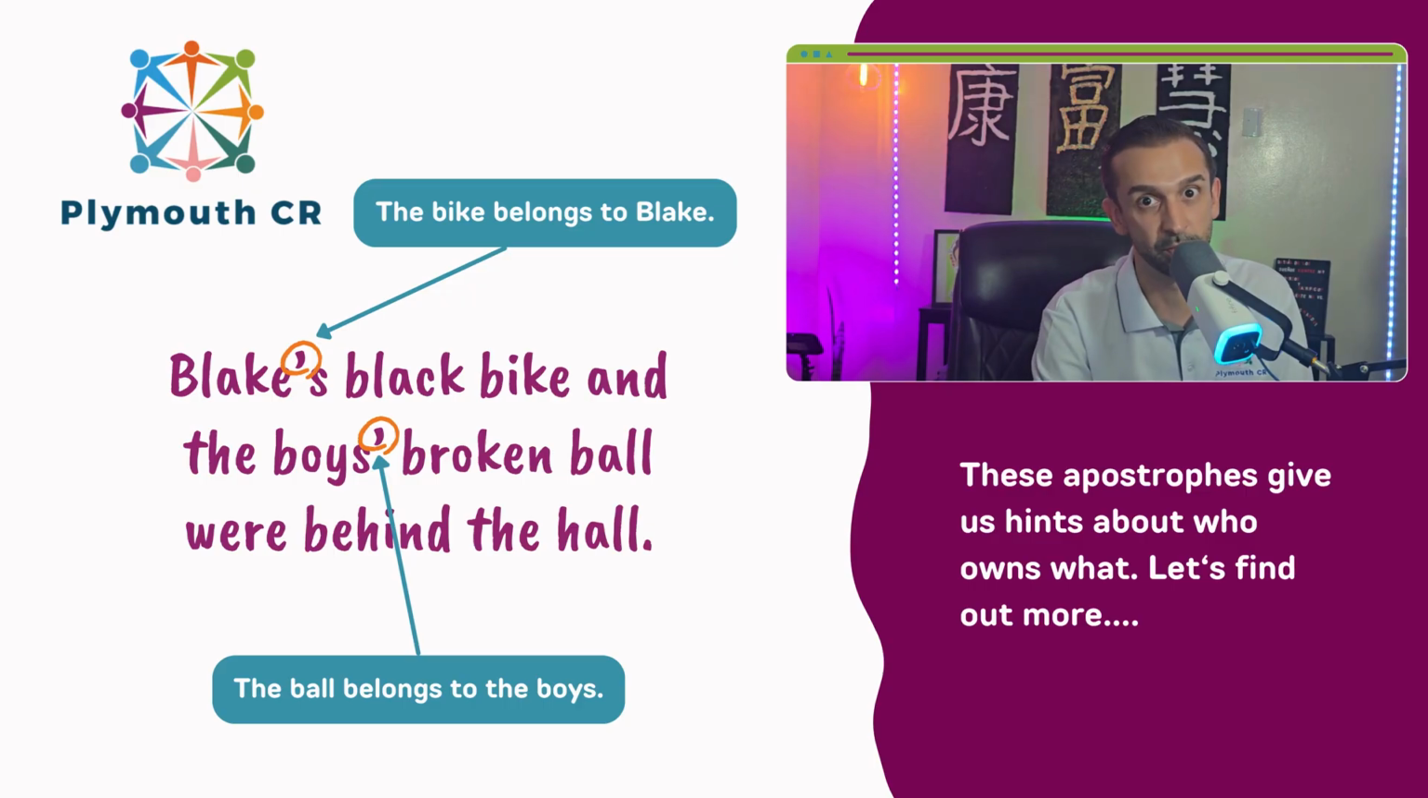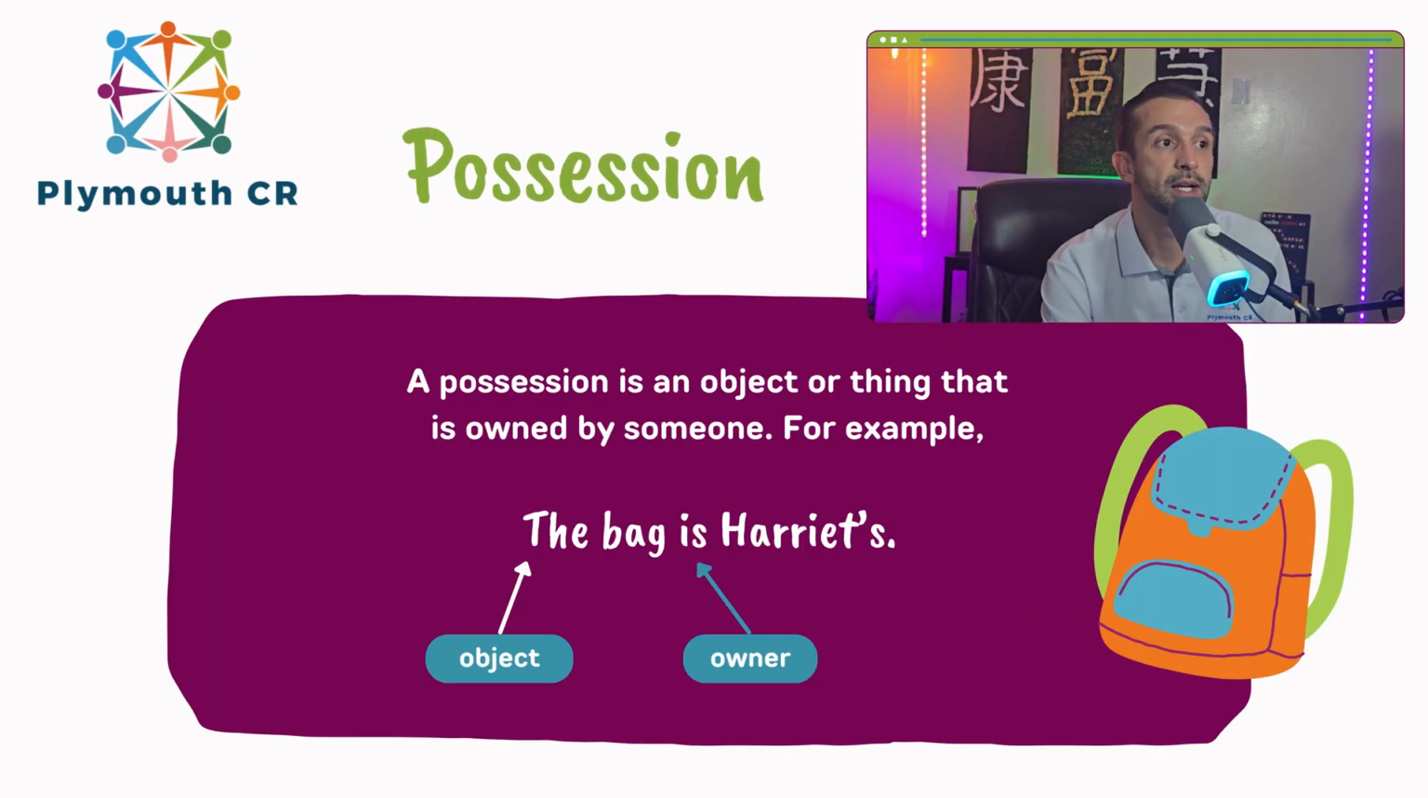The first thing that we have to pay attention to is the apostrophes, because that's what the video is about. So these apostrophes help us understand who owns what, all right? In the case of Blake apostrophe S, it tells us that the black bike belongs to him. And on the other hand, boys apostrophe only is telling us that the ball belongs to the boys. Okay, now we are going to see the explanation in the next slide. So now, of course, these apostrophes mean possession.